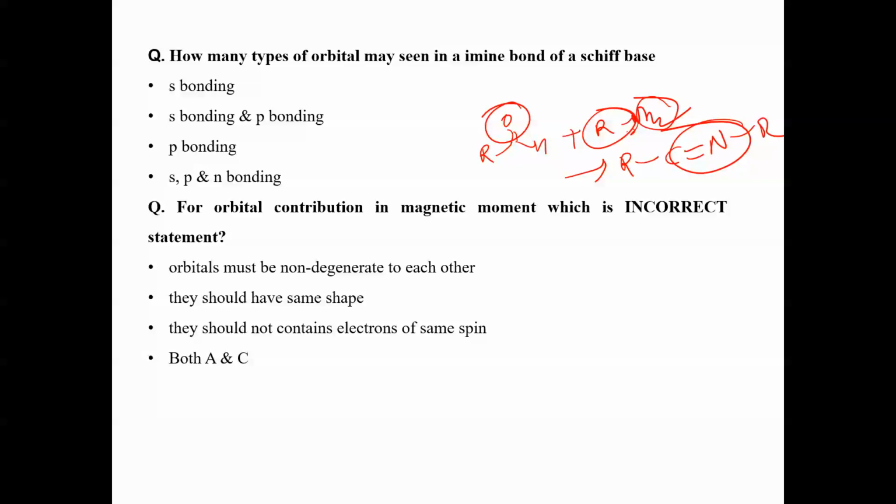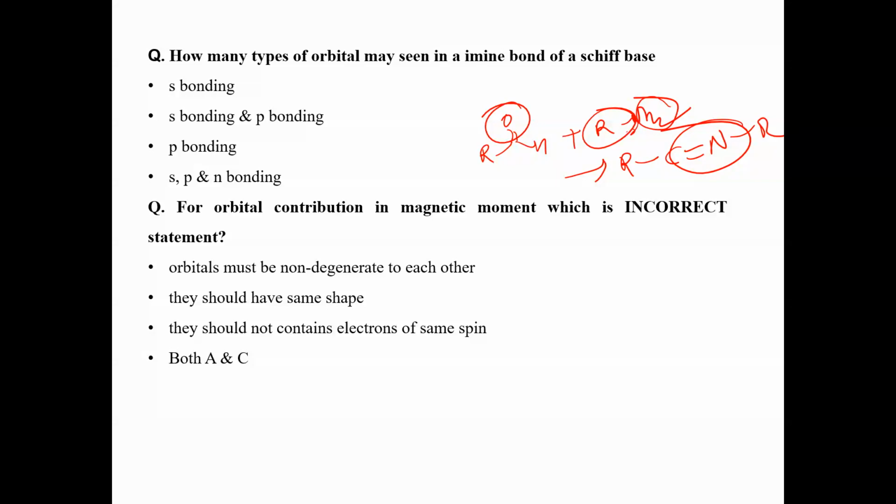And what about the second one? For orbital contribution in magnetic moment, which is the incorrect statement? First is orbitals must be degenerate to each other. They should have the same shape. They should not contain electrons of the same spin. Or both A and C. So the first condition is that orbitals must be degenerate. Identify whether the two other statements are correct or incorrect.